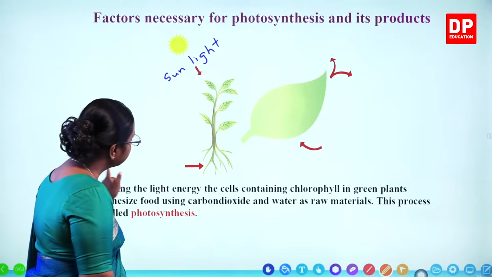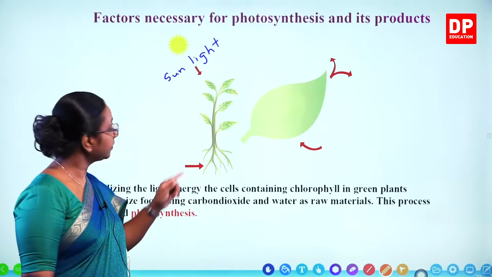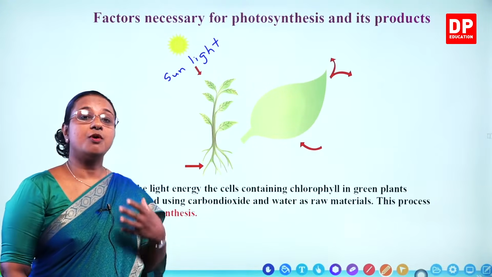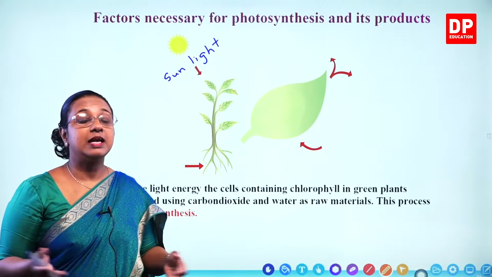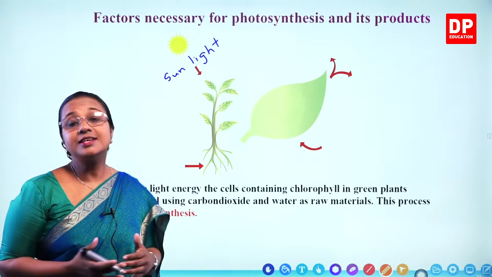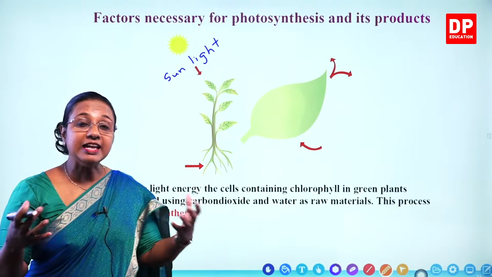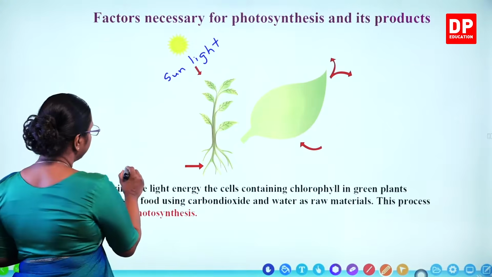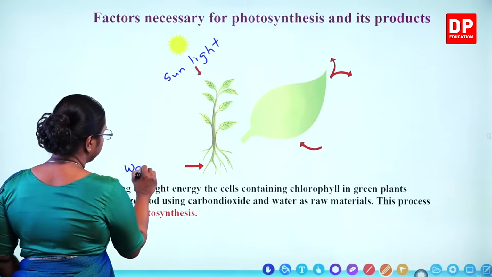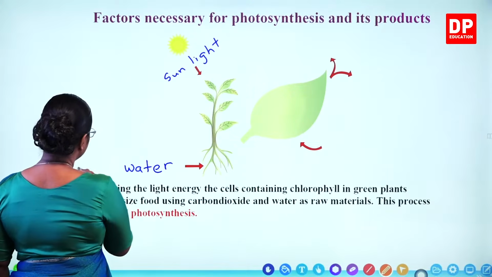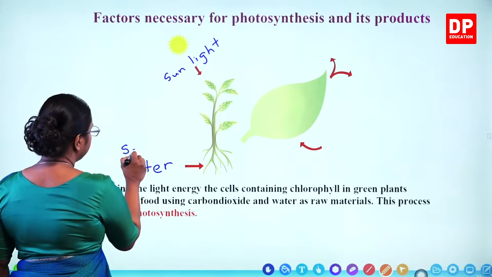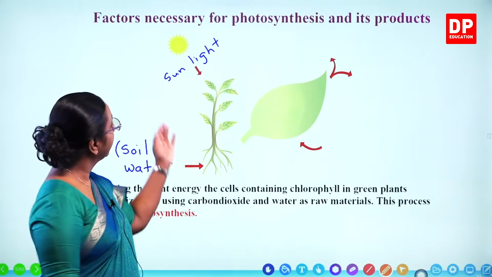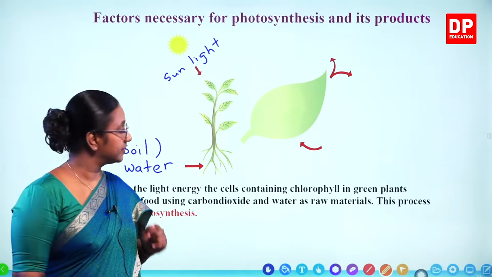Then it needs another factor that is absorbed by the roots. The roots normally have root hairs in order to increase the surface area so that they can efficiently absorb water. So here the root hairs absorb water that is present in soil. So here water is obtained from soil, the light energy from the sun.